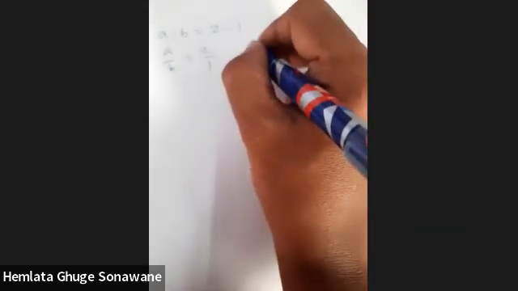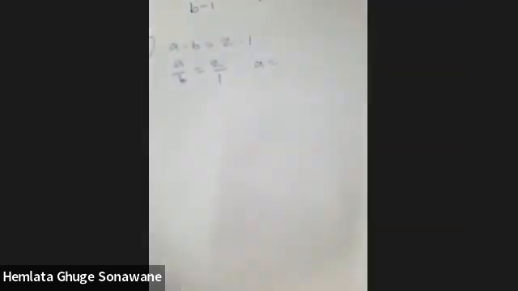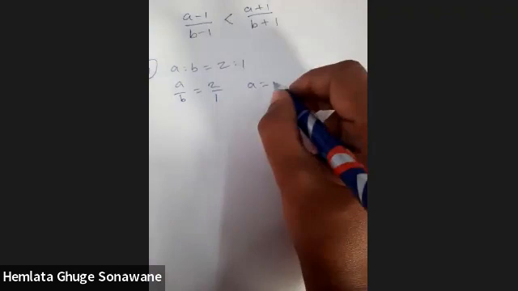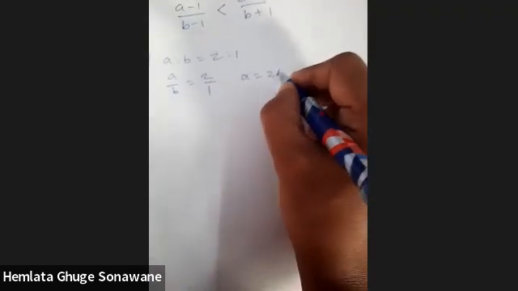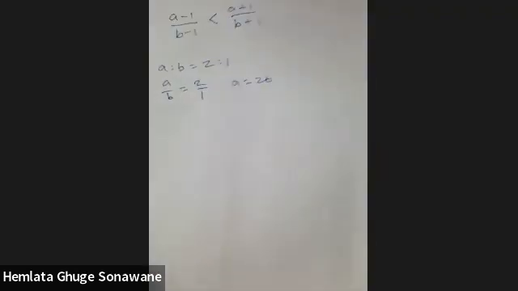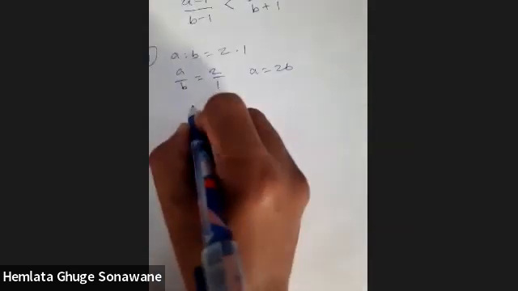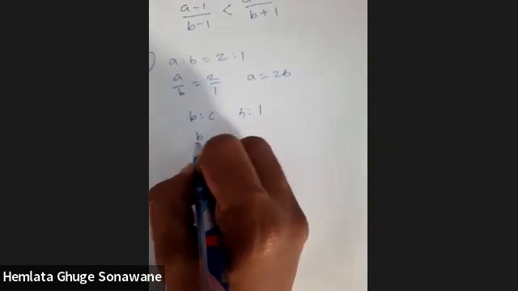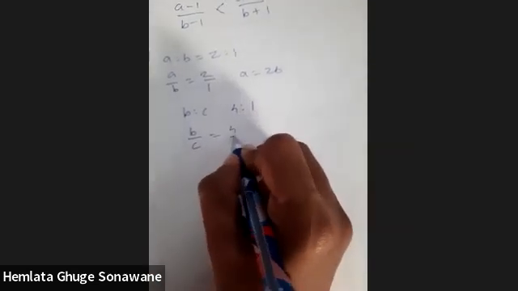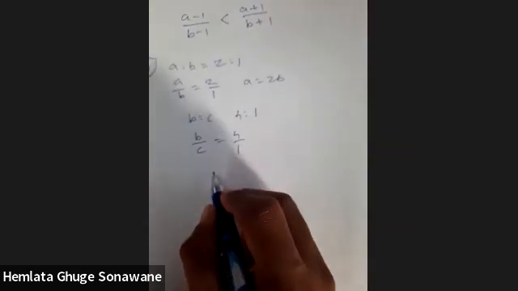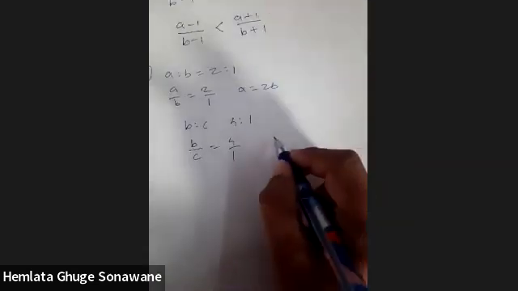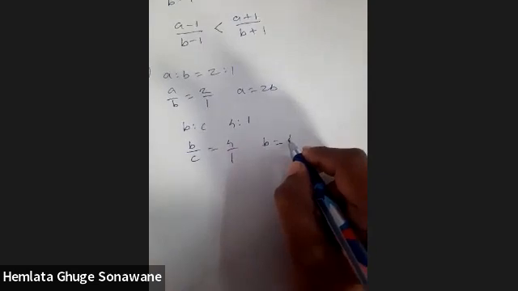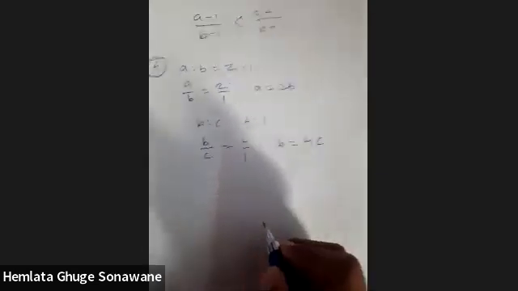that is equal to 2 upon 1. This we can simplify as A is equal to, this B will take towards the right hand side, so it multiplies, that is A is equal to 2B. Again B is to C is given, that is 4 is to 1. We'll write B upon C, that is equal to 4 upon 1. Again here we'll simplify, B is equal to this C towards the right hand side multiplies, so 4C.